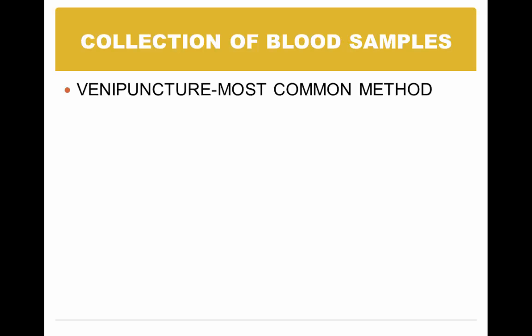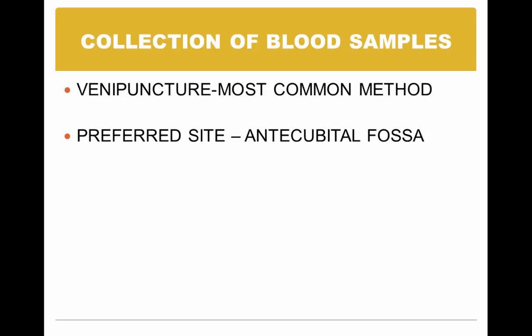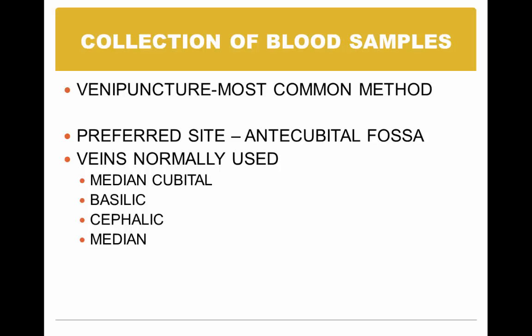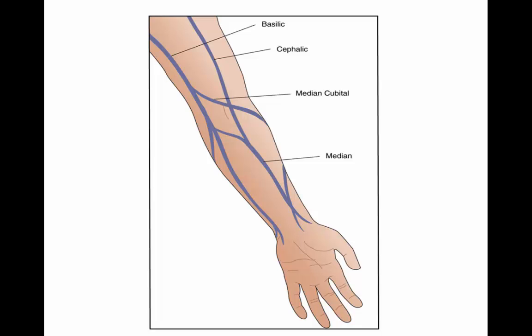So, collection of blood samples. Venipuncture is the most common method. The preferred site is the antecubital fossa, and the veins normally used are the median cubital, the basilic, cephalic, and median veins. Make sure that you know where these are located. When they aren't accessible, the veins on the back of the hand are used, but these are more painful and may require a smaller needle or butterfly system in order to get that sample. The median cubital vein is used most of the time.